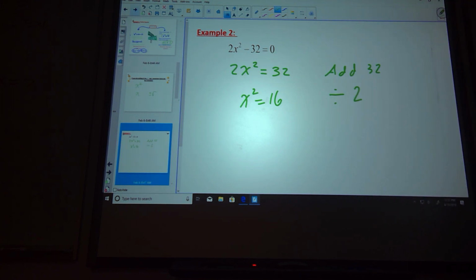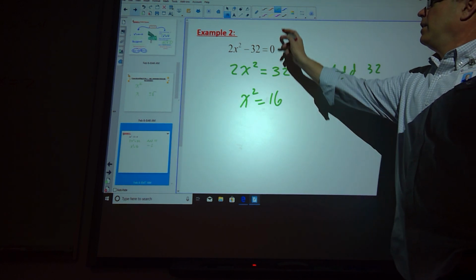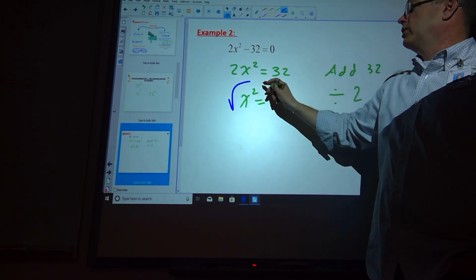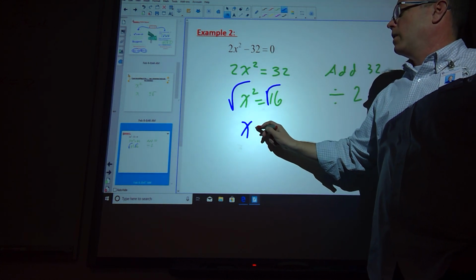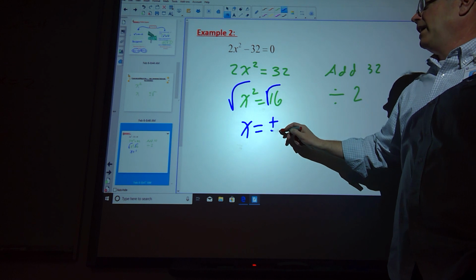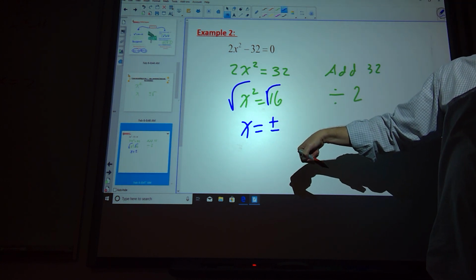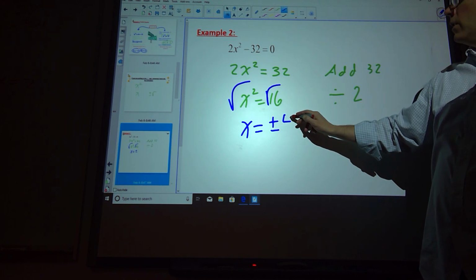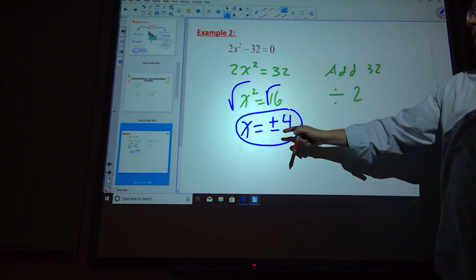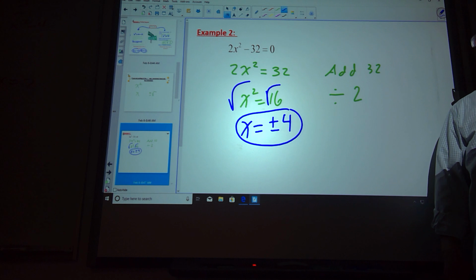Yeah, I divided by 2. And then, remember, if I take the square root of both sides, how many answers are going to come out? 2. I have the positive and negative, and is the square root of 16 something easy? What's the square root? 4. So, there's my two answers. Positive 4 and negative 4 are my answers.